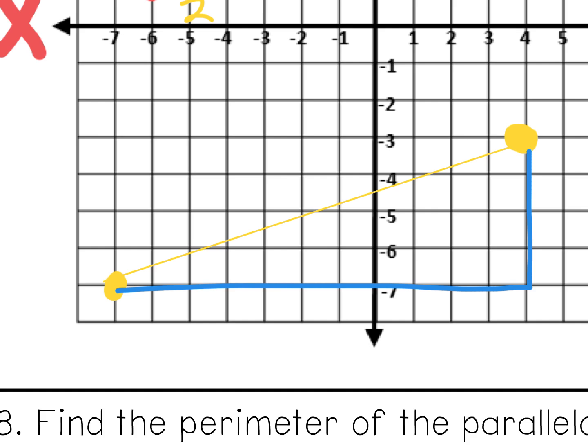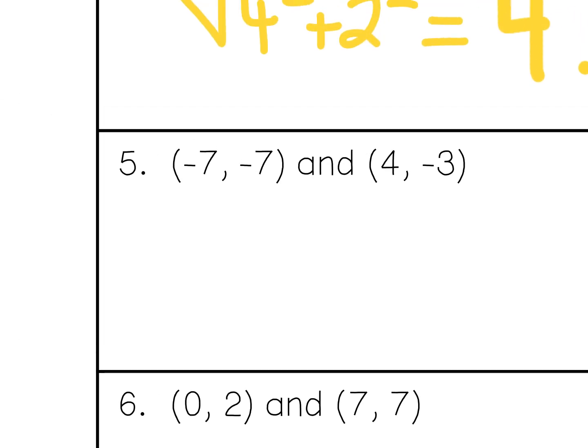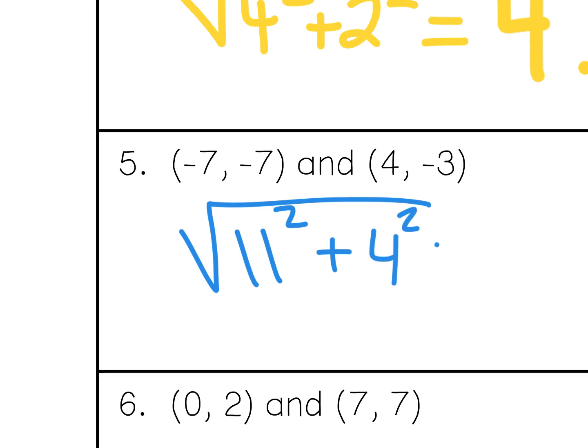Okay, so once I make a triangle, it's as simple as counting the sides. So how far is my side here? 11. And then how tall is my side here? 4. So what are the two numbers I need to put underneath the square root? 11 and 4. The order doesn't matter. So square root of 11 squared plus 4 squared. Okay, so plug that in and see what you get.